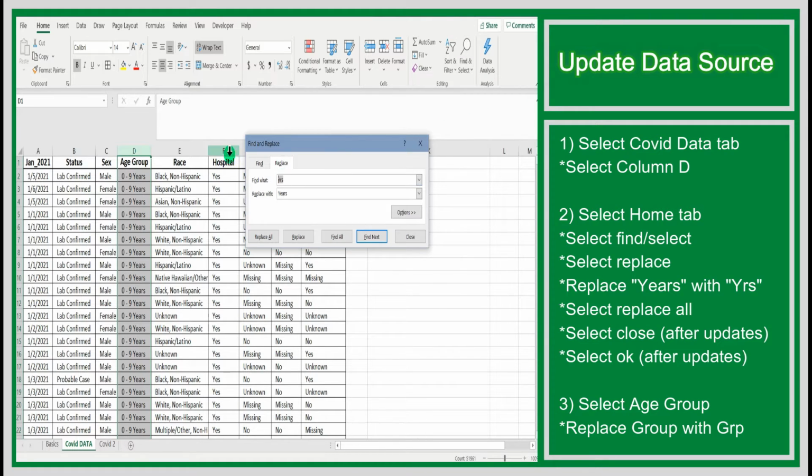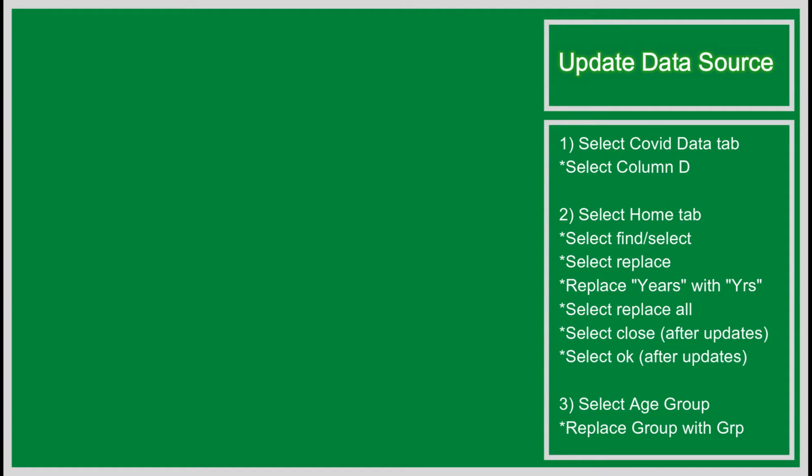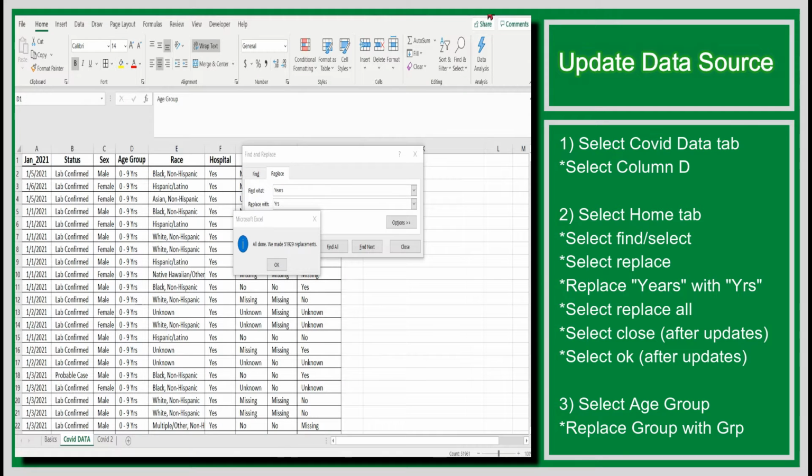Okay, now let's go ahead and type years, and then we'll abbreviate it by saying capital YRS. Now let's go ahead and say Replace All. As you can see, we have over 50,000 records updated. Let's go ahead and say OK.